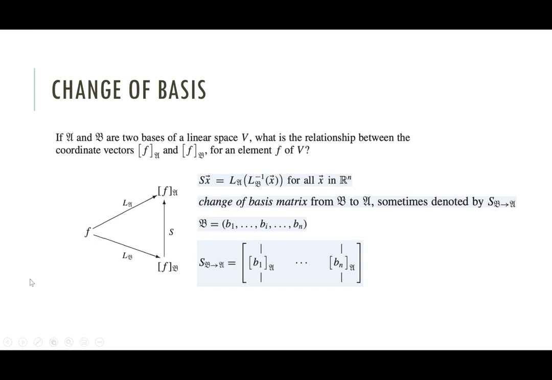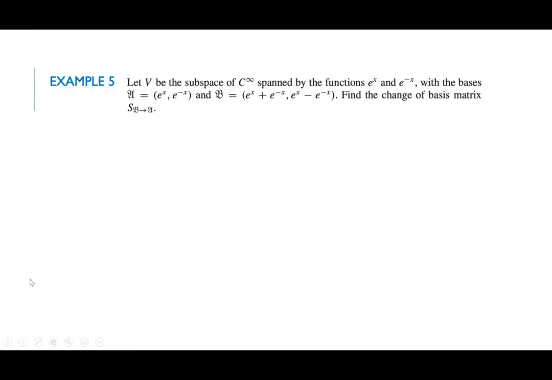So let's see these ideas in action. Example 5 from your book. Let V be the subspace of C infinity, the set of infinitely differentiable functions, spanned by the functions e to the x and e to the minus x. With bases, so now we're going to have two different bases of this subspace. One is the natural one given how we've described it. It has basis vectors e to the x and e to the minus x.